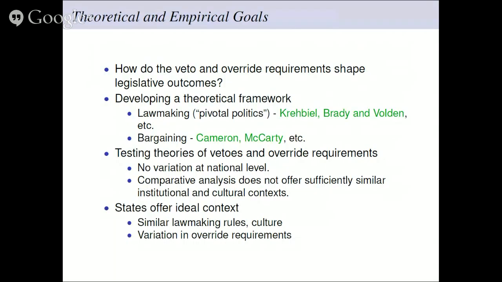First, the states offer some interesting variation in veto override requirements. They use similar lawmaking rules, similar passage rules. They have similar culture, more or less. So we can hold a lot of other things constant while we test the effects of override rules and veto rules in these different states.